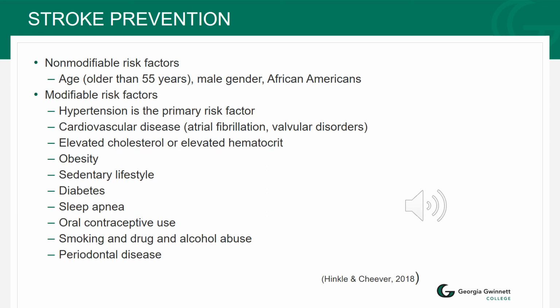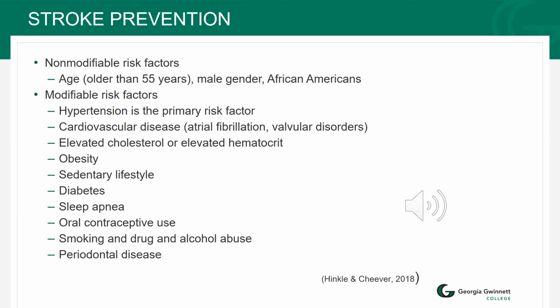Sleep apnea, those individuals that have issues with sleep apnea are at higher risk. And then oral contraceptive use. I actually, my college roommate had a stroke and she had been on oral contraceptive and she smoked. Combining those two together can increase your risk for stroke.